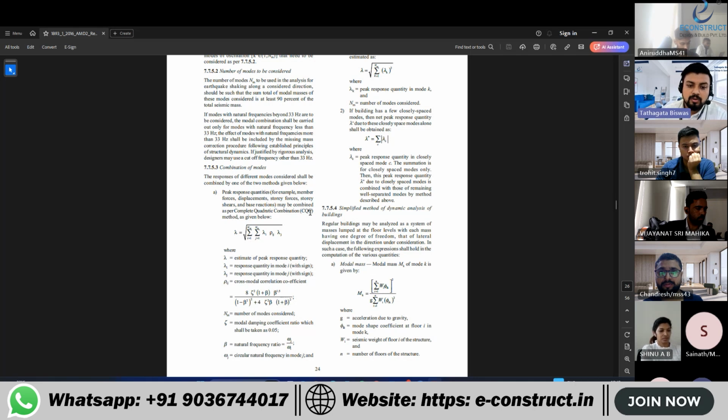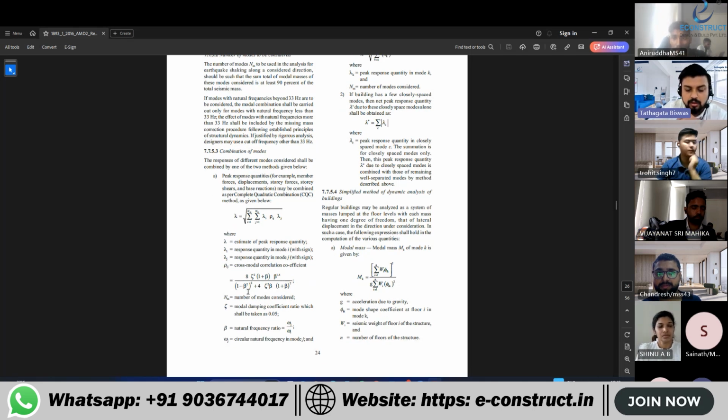So if you are using complete quadratic combinations for any such structures, this particular lambda value will give you the estimate of the peak response quantity. This is being told by many. There is a very good video from the ANSYS developers who have developed the ANSYS software. They have explained very well the complete quadratic combination and SRSS and their differences. It is available on YouTube or the internet. You can watch that video. In ANSYS also, they are using the same methods, CQC and SRSS. It is just a concept that they are using.